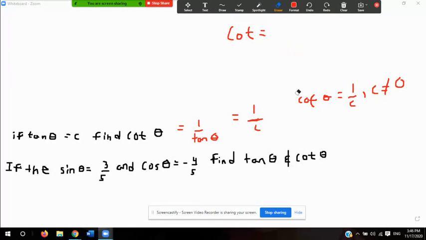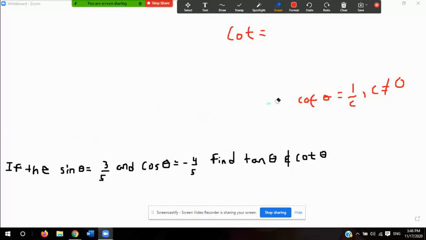I'm not going to erase this completely, but I am going to erase this. So we know the reciprocal identities, like the ones we just saw, where the secant is 1 over the cosine, the cosecant is 1 over the sine, and the tangent is 1 over the cotangent, and so on and so forth.